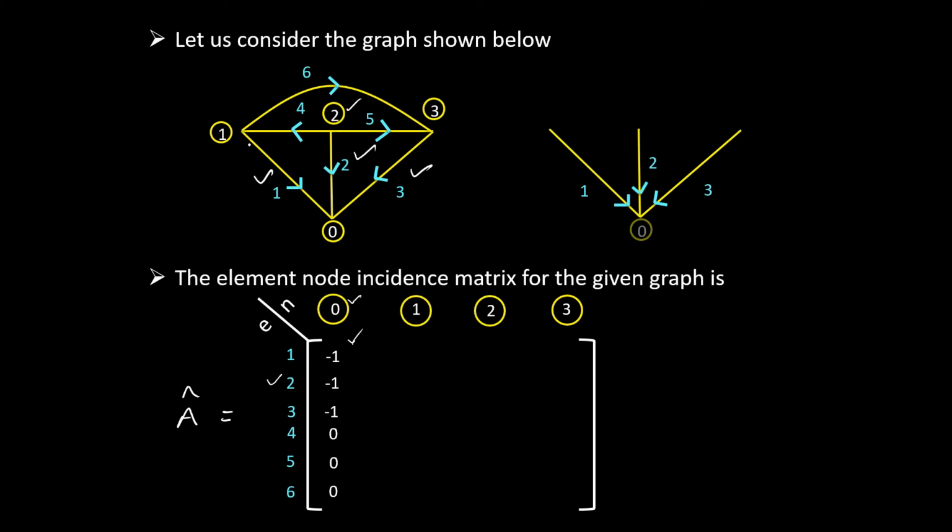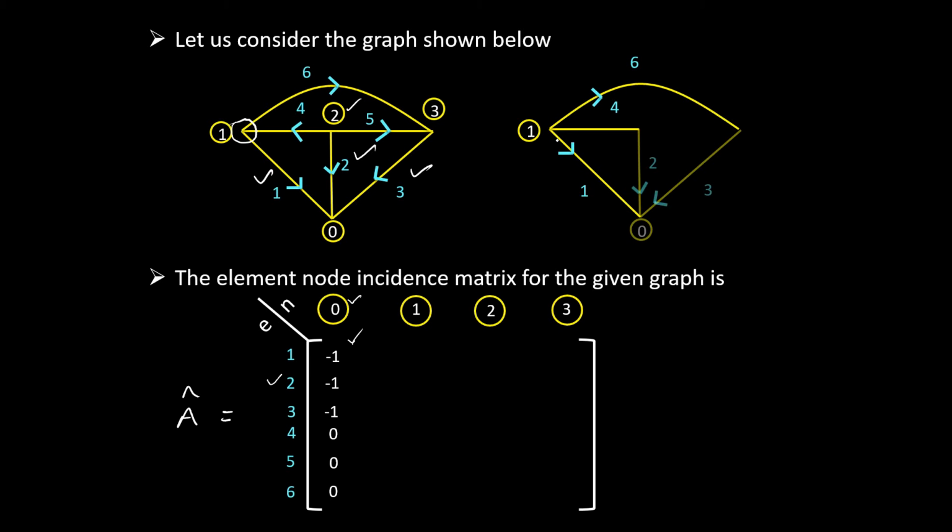Now we have to look at node 1. How many transmission lines are connected to node 1 directly? If you look at this point, we will come to know. 3 elements are connected: 1, 4 and 6. Element 1 we have already taken, and then the 4th transmission line and the 6th transmission line. I have highlighted the transmission lines which are connected to the first node.